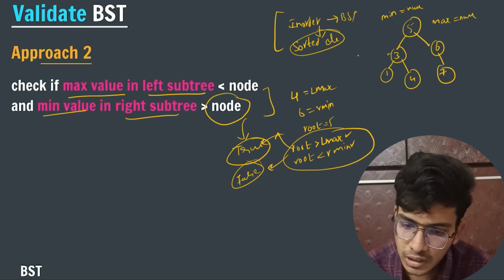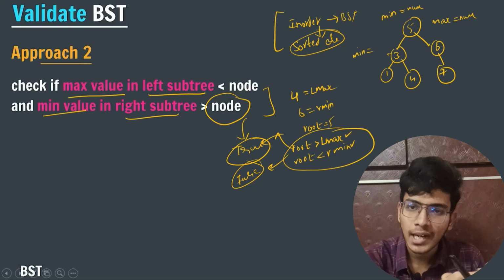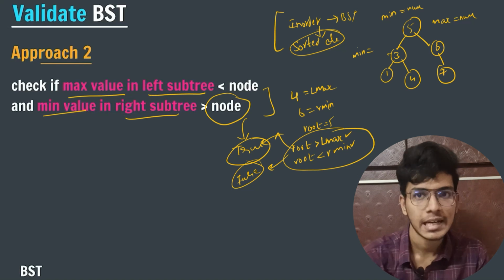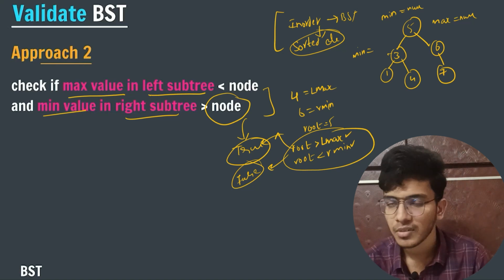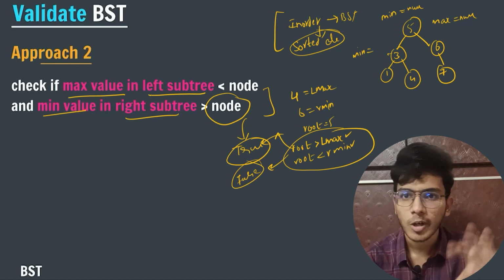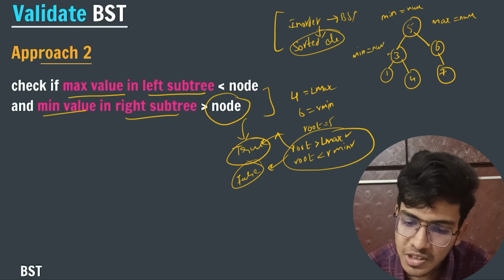So for this root 3, the minimum value can be anything. If it is on the left part and it is minus infinity, the condition will be satisfied. So it doesn't have any minimum restriction, it can be anything because it is lying on the left part. So the minimum can be anything, it means null.